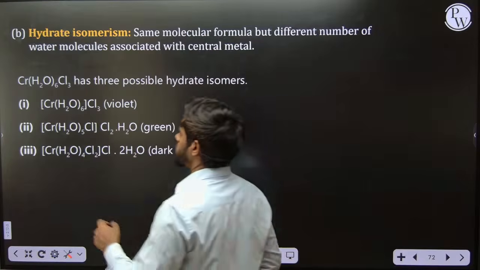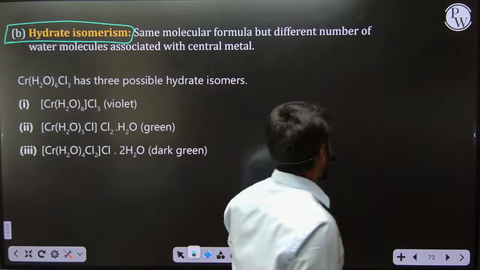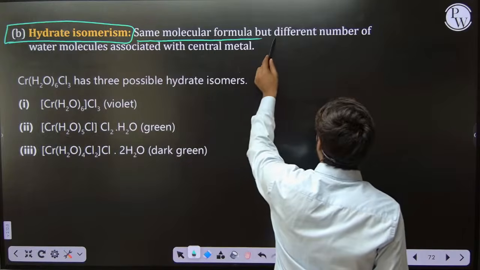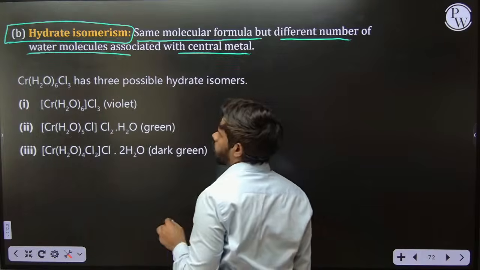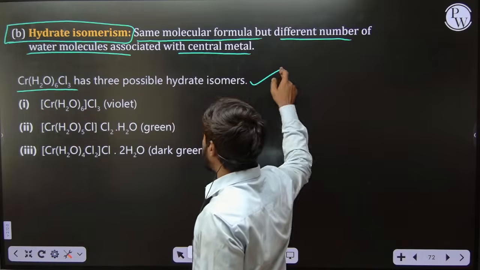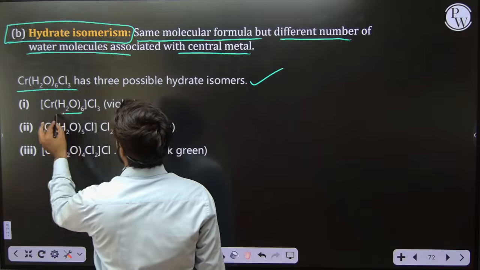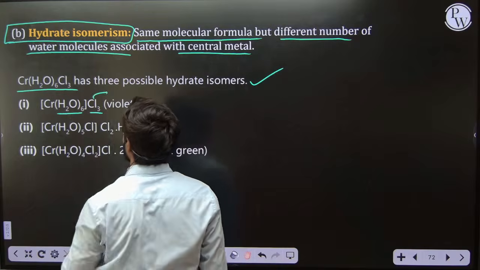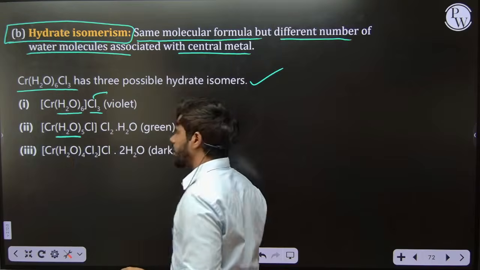The next type of isomerism is hydrate isomerism. This is isomerism in which complexes have the same molecular formula but a different number of water molecules associated with the central metal. For example, Cr(H2O)6Cl3 has 3 possible hydrate isomers. If 6 waters are inside, then 3 chlorides are outside. So they can be exchanged, meaning the number of hydrate waters can be different.